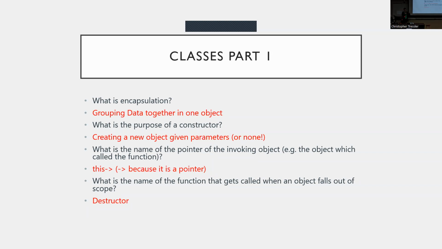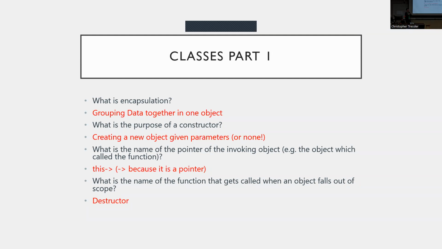But anyways, let's say you take a person, you might have their name, their age, their height, right? You want to put all of that data into one object that's a person. That would be the process of encapsulation. Then you have constructors. The point of a constructor is to make a new object. So, you want to create something. And then we have the invoking object.